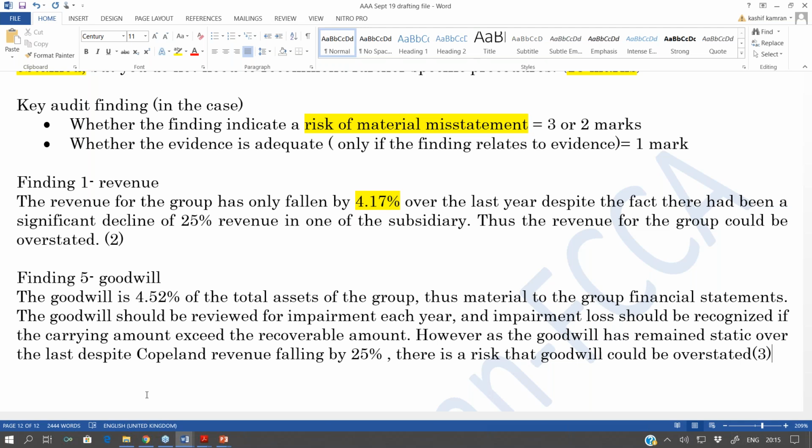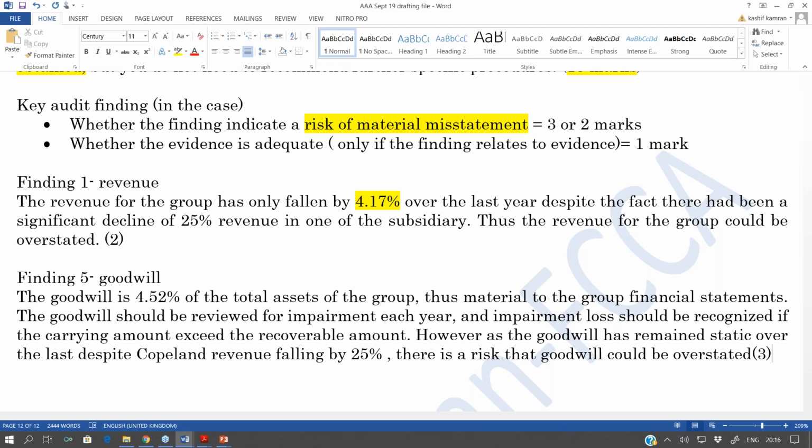There was no need of giving the treatment in finding 1 because it was just a finding which relates to an analytical procedure. We were just analyzing how much revenue has increased or decreased over the last year and comparing that with 25%. But in finding 5, there was goodwill which definitely has an accounting treatment. So we connected that with the accounting treatment. It was not talking about revenue recognition in the first point, right? It was just talking about the fall in the revenue. So a fall in the revenue is a pretty simple analytical procedure. I hope that is clear, right?